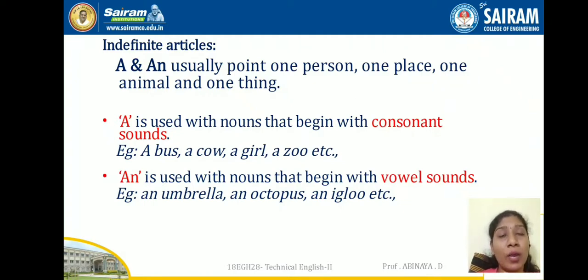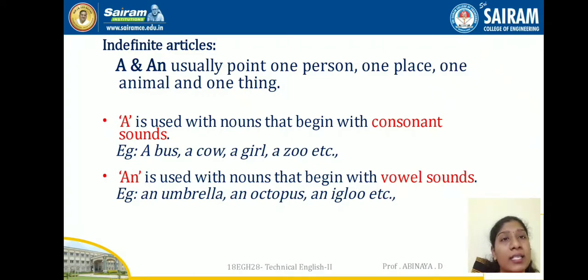So while you are mentioning anything without particularizing, you have to use a and an. For example, if you ask, give me the pen, you are particularizing some pen, and the receiver must know which pen you mean. At that time you use the. Otherwise you use a, because you are randomly asking for something without mentioning what exactly you want. At that time you have to use a and an.